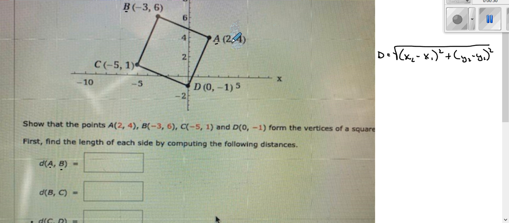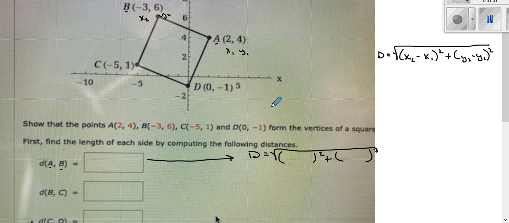So what I usually do is I just say, okay, this is my first point, my second point. This is my first x, this is my first y, this is my second x, and this is my second y. So the first x would be x1, y1, x2, y2. Okay? So then when I go to do this problem, I'm going to say the distance equals the square root, and I'm just going to follow this formula.